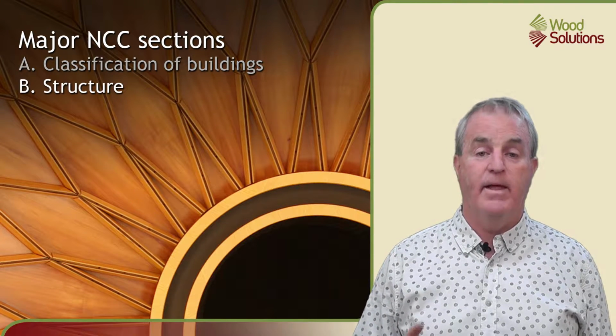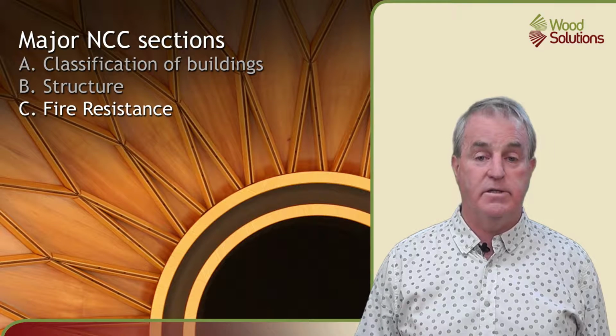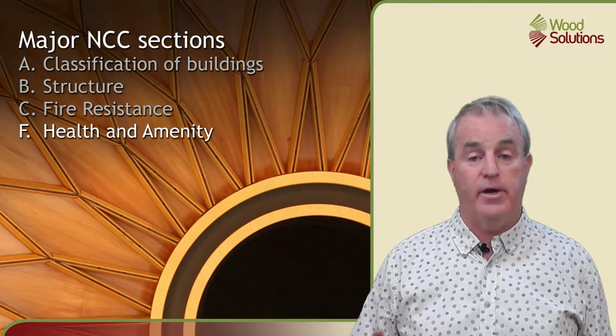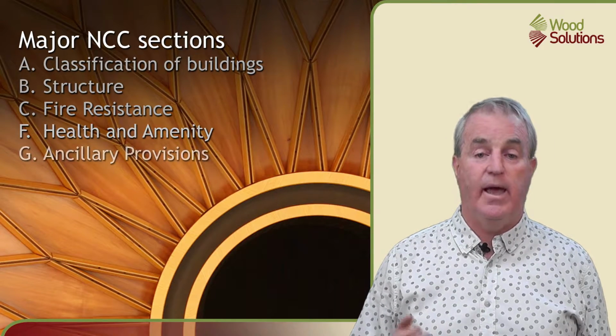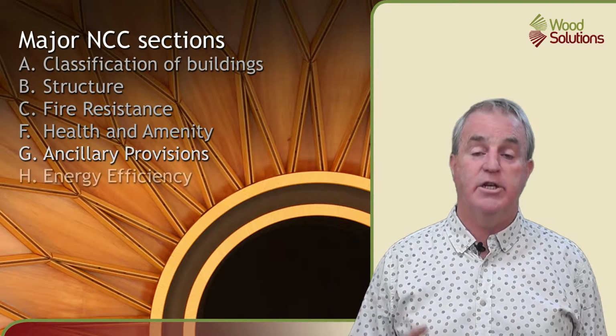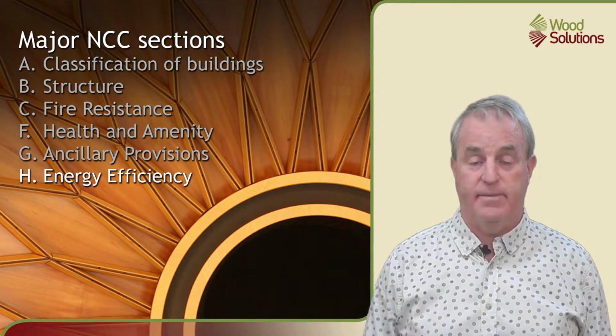Several major sections of the NCC Volume 1 contain provisions that significantly affect timber construction and will be discussed here briefly. These are Section A, Classification of Building, Section B, Structure, Section C, Fire Resistance, Section F, Health and Amenity, Section G, Ancillary Provisions, and Section H, Energy Efficiency.